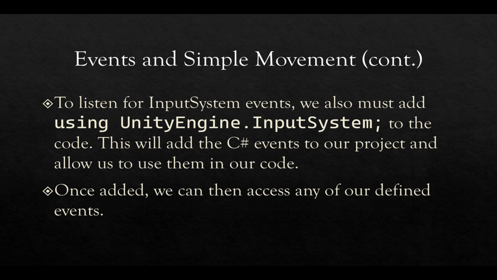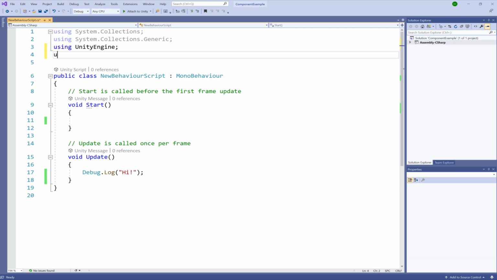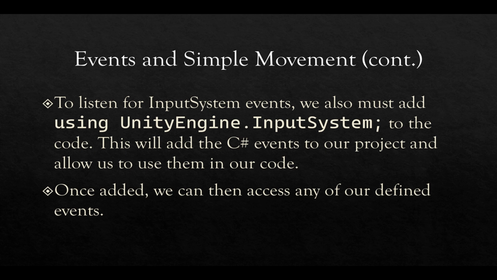So in our code, we need to add one more thing. We're using InputSystem, which is not automatically added to this code. So we want to say, hey, we're using the UnityEngine.InputSystem, semicolon. And I'm going to Control S, save this. Now notice I haven't changed anything else yet. I've just added that. So let's move right back to the slides and then we'll finally get back to writing code. So we've now added that.